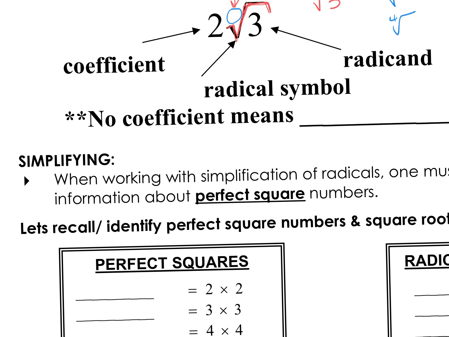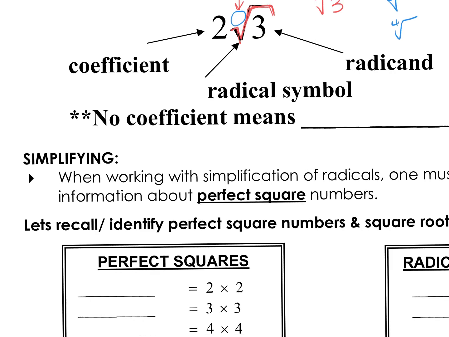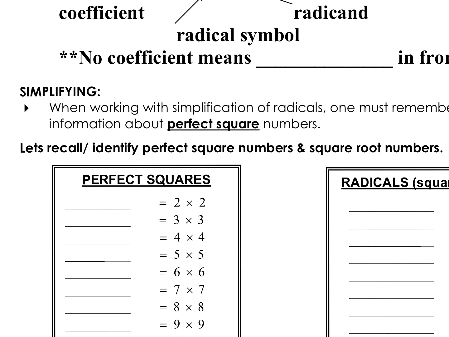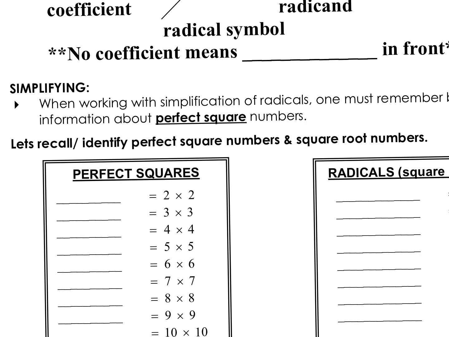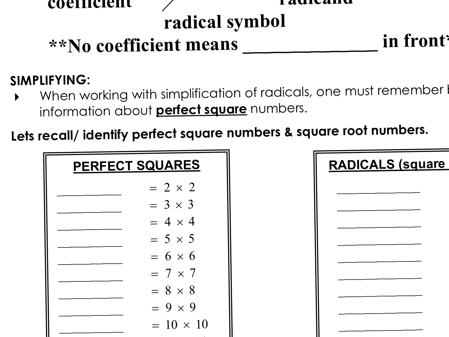Okay, now if there isn't a number in front, meaning no coefficient, it means that we have the number 1 in front. For example, if I just say root 3, this implies 1 root 3.